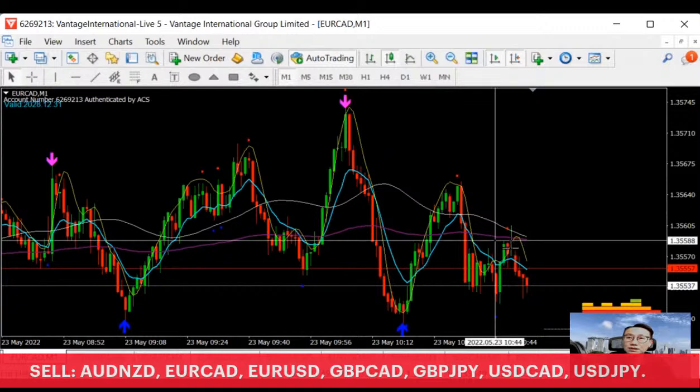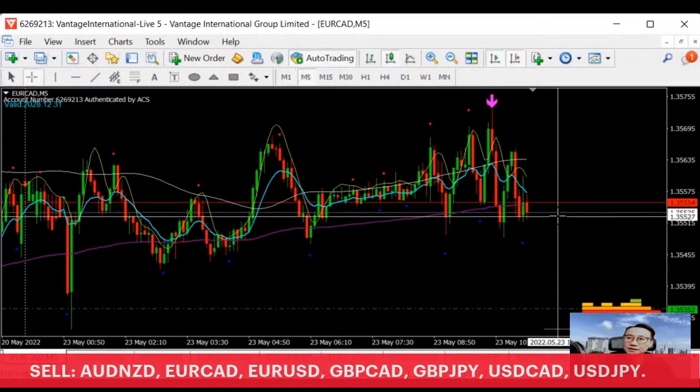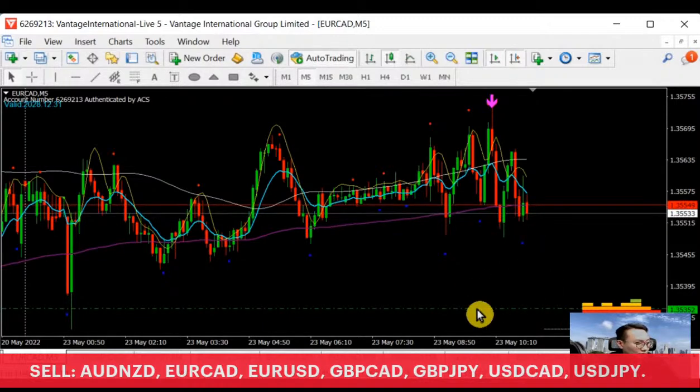Euro CAD. If I'm going to enter from here to here, I have about 17 pips to go. Right, 17 pips to go. So Euro CAD looks good to me.